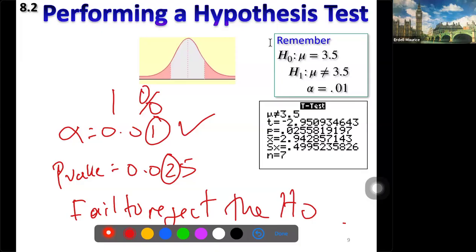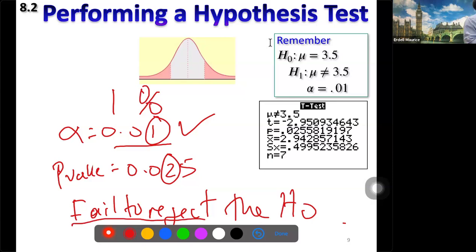Do we need to make a flashcard or something? Again, the key is the p-value must be smaller to reject. Is 0.25 smaller than 0.01? It's not smaller, is it? And so we fail to reject.